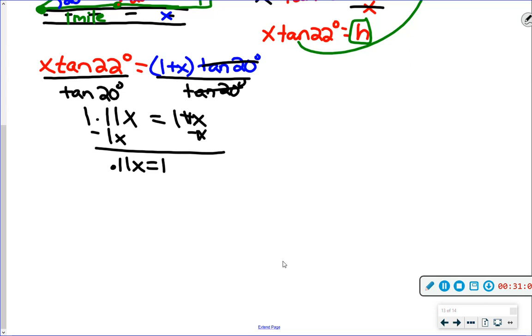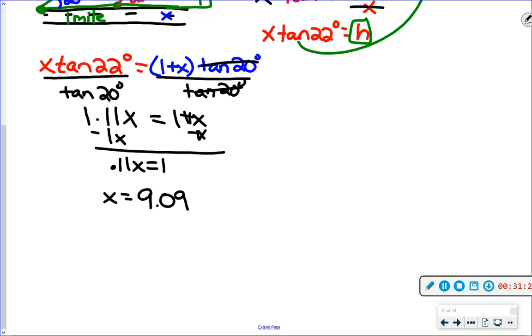All right, what do you got for x? X equals 9.09, 9.1. I don't care, whatever you want to round to. I heard Owen's first, so I'm going with that. Now, are we done?